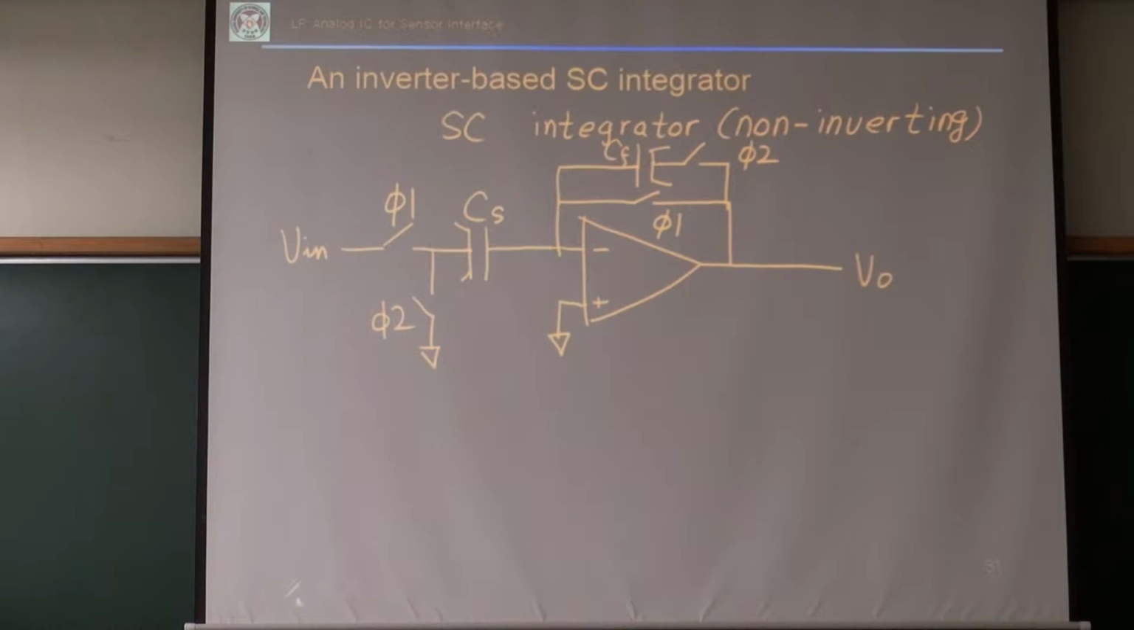Is this non-inverting? Let's check. If I have a plus Q here, minus Q sampled during phi 1, and then with the offset error, this minus Q is there. Yes, it is non-inverting. This is a non-inverting integrator.